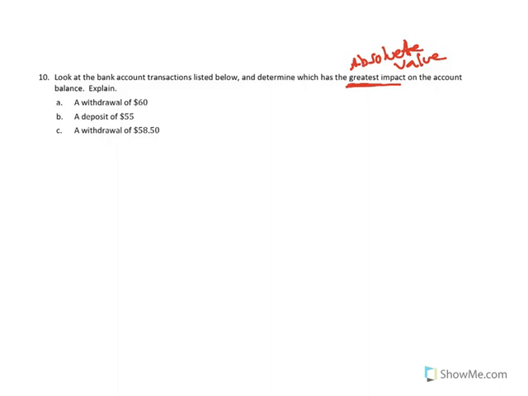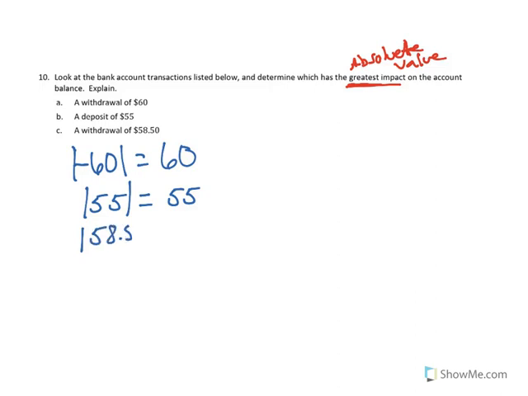A withdrawal of $60 would be negative 60, and the absolute value of negative 60 is 60. And then a deposit of $55 would be positive 55, and the absolute value of positive 55 is 55. And a withdrawal of $58.50 would be a negative. The absolute value of negative 58.50, because now we're talking about the rational number and not the actual dollar measurement, is 58.50. We go back to the question, which one has the greatest impact, which means which one has the greatest absolute value, and that would be this one.